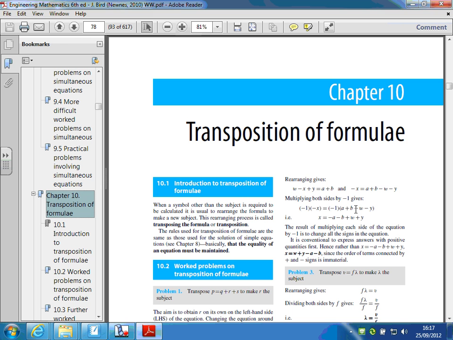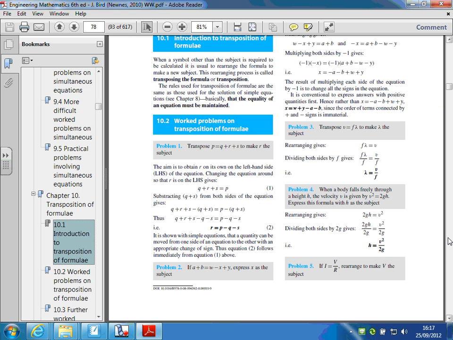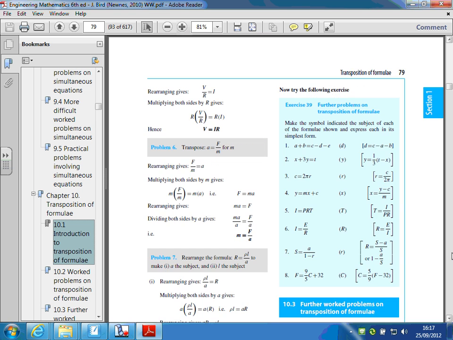Okay, just to bring this to a close then, chapter 10 in the textbook on transposition of formulae goes through some of the things I've been talking about, introduces the idea of what you do to one side you must do to the other. Like all the chapters in here, it gives not much information, but lots of work problems.